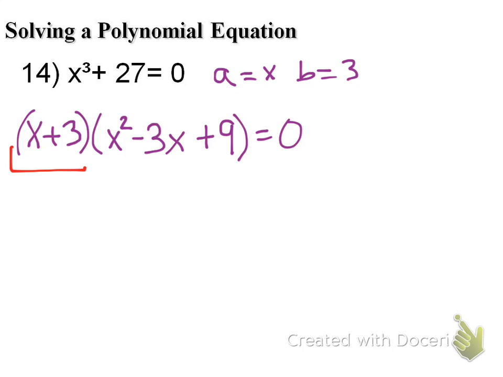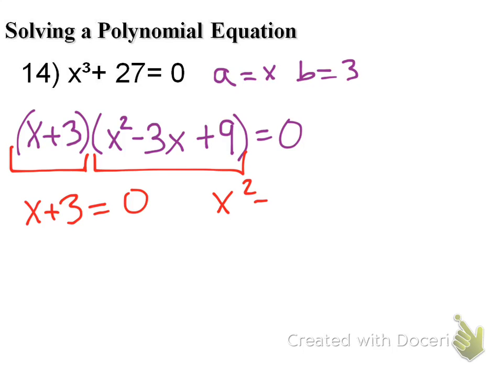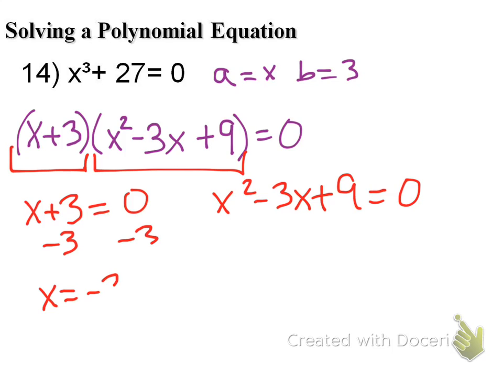Now, set each factor equal to 0, so x plus 3 equals 0, and x squared minus 3x plus 9 equals 0. Well, the first one's easy to solve, right? I just subtract 3 from both sides. So there's one solution. Can we factor x squared minus 3x plus 9? Multiply to 9, add to negative 3. The only way to get 9 is 9 and 1, 3 and 3. That's not going to work.